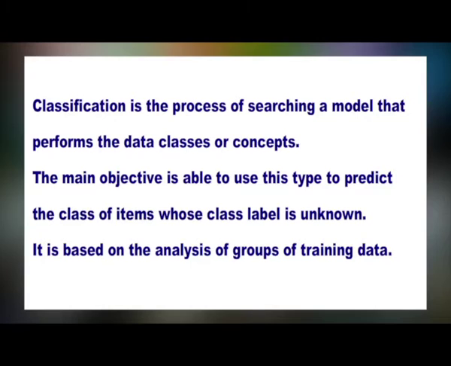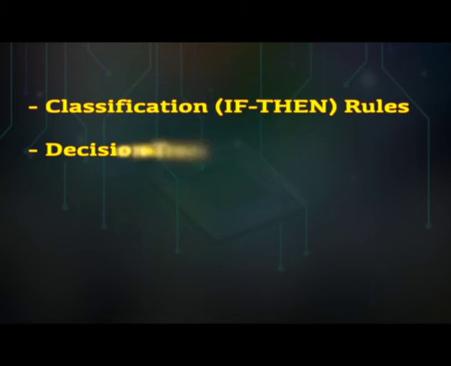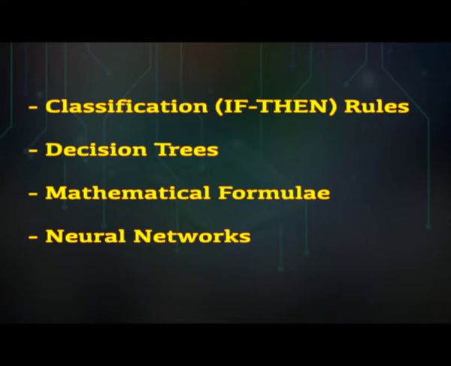Classification is the process of finding a model that describes the data classes or concepts. The main objective is to use this model to predict the classes of items whose class label is unknown. It is based on the analysis of groups of training data. The following forms can be presented by the derived models: the first one is classification rules, the second one is decision trees, the third one is mathematical formulae, and the fourth one is neural networks.